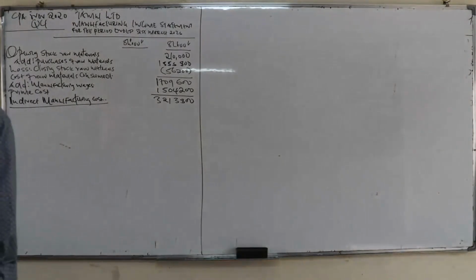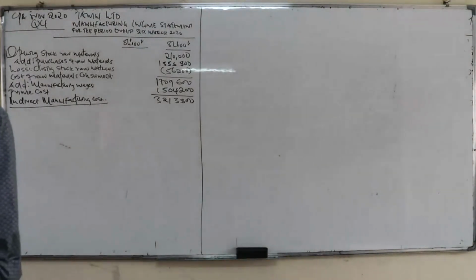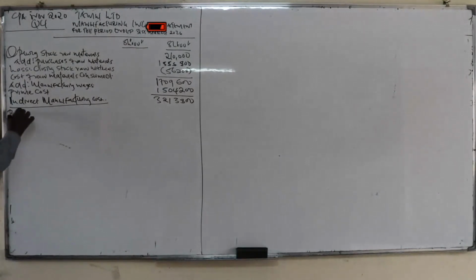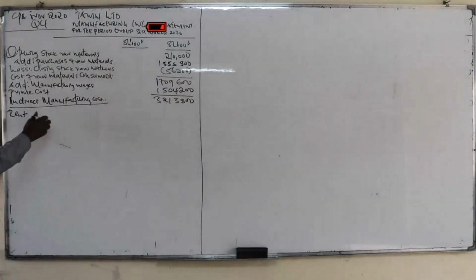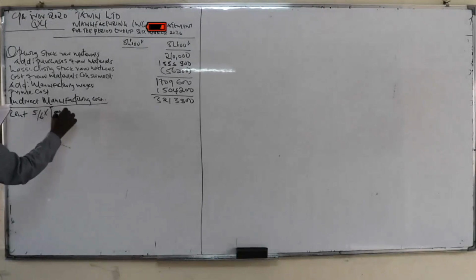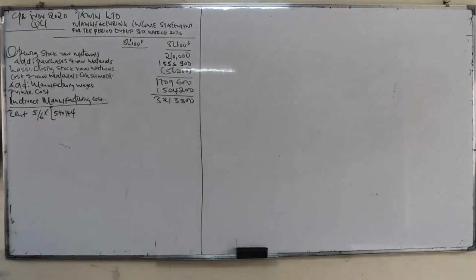So note number 4. So we have rent, rates and insurance. They are to be apportioned in the ratio of 5:1 in relation to factory and administration. So you write here rent. So this is a factory, so 5 out of 6. And then you multiply by the rent cost that is indicated in the trial balance, which is how much? 570,144. Can you see it? 570,144.